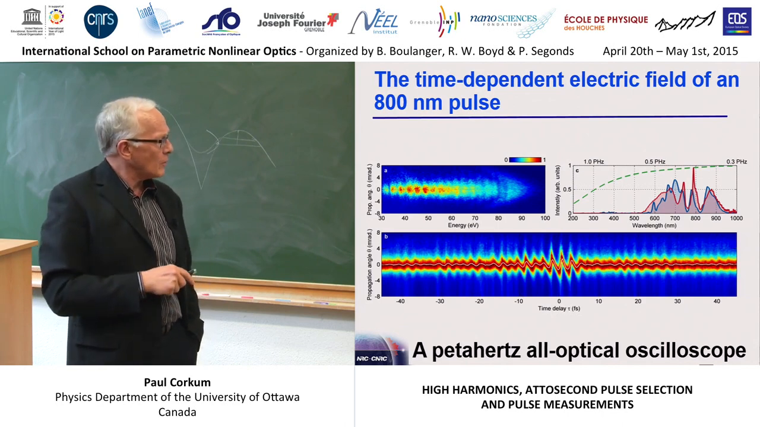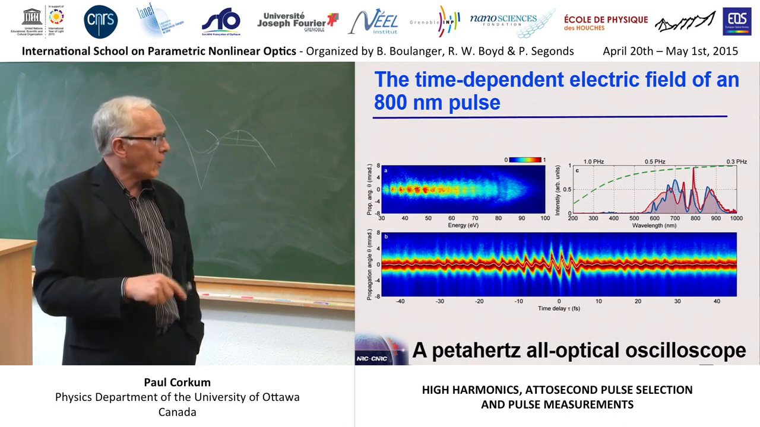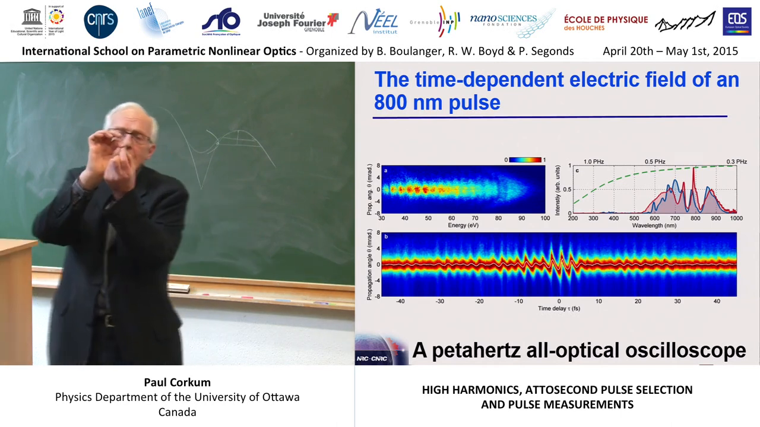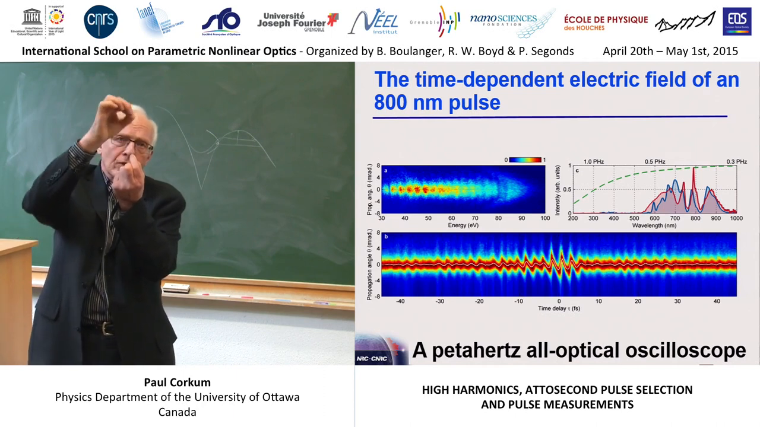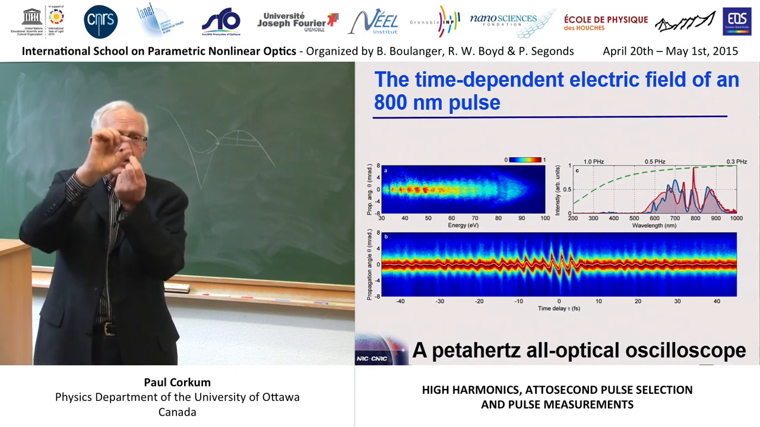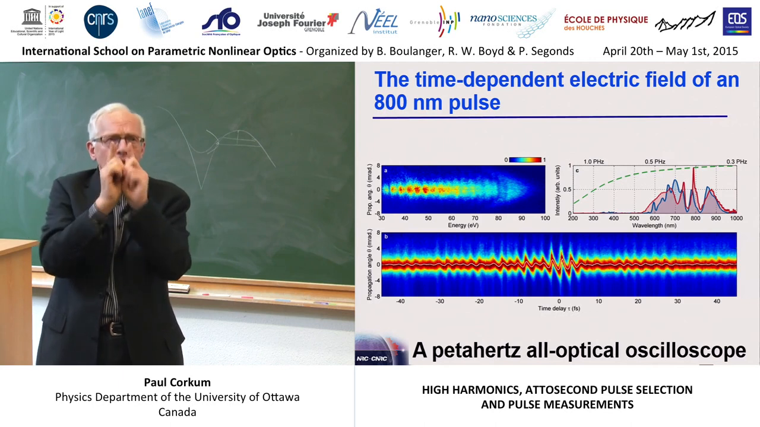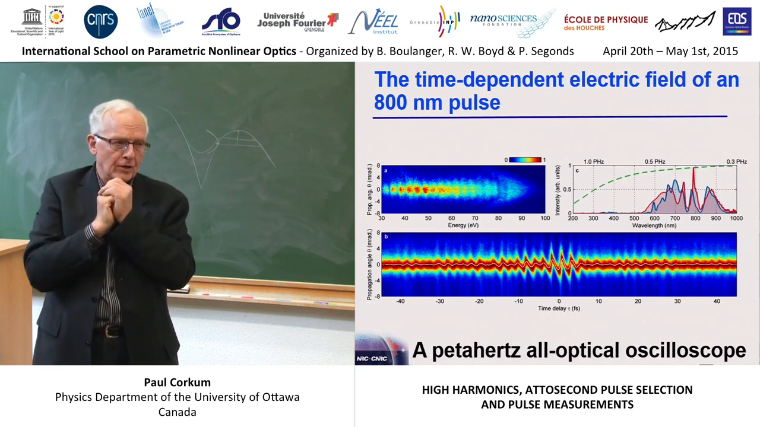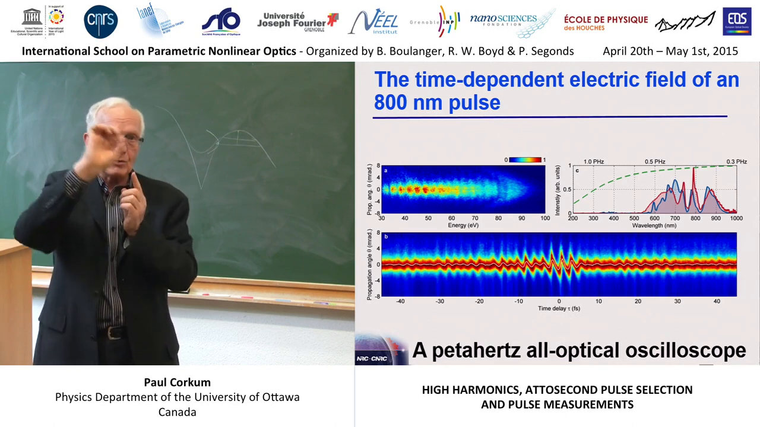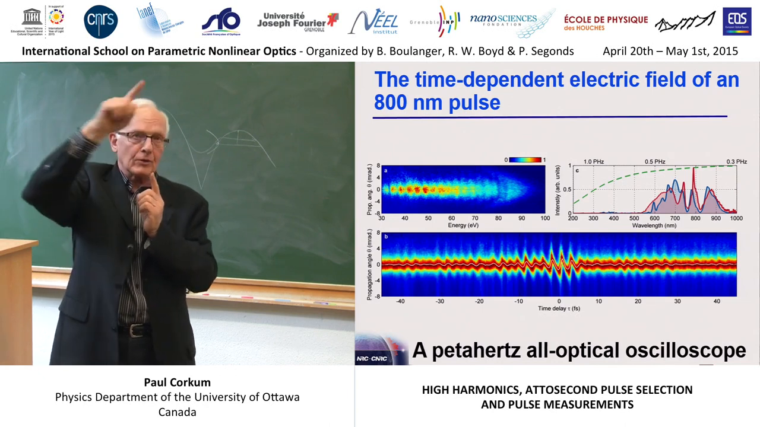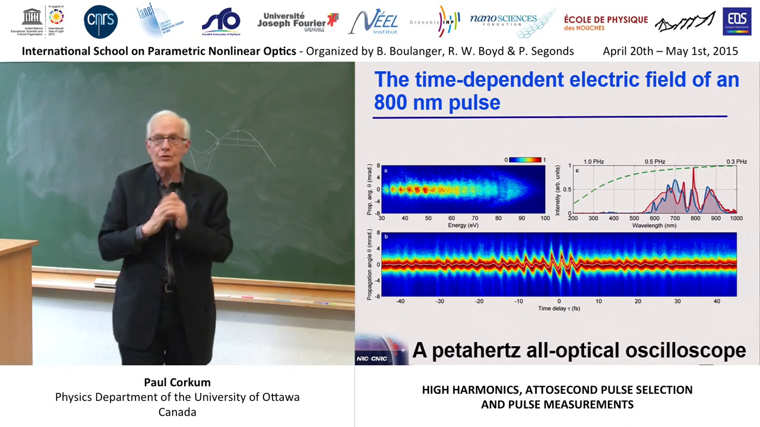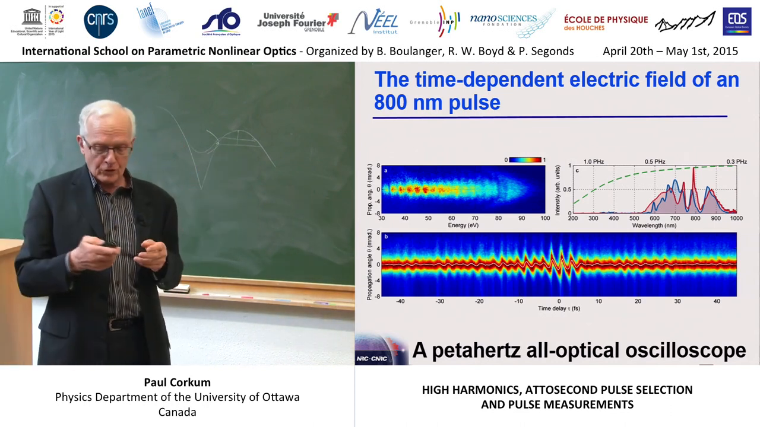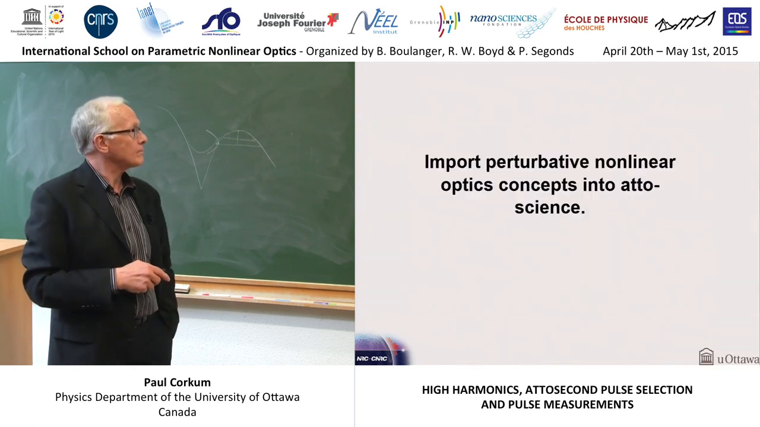So we measure the time-dependent field. It's a petahertz all-optical oscilloscope. And you can think about it if you wish. How do we measure it? Nothing much happens until the electron goes free, and then it recombines and nothing happens again. So we have this little gate open and sensitive to the time-dependent field only for a brief instant between birth and recollision. And so that's the gate, and we move that gate through the time-dependent field and watch it go up and down. So this is what you would do in terahertz, but it's an all-optical measurement of the time-dependent field of a pulse.